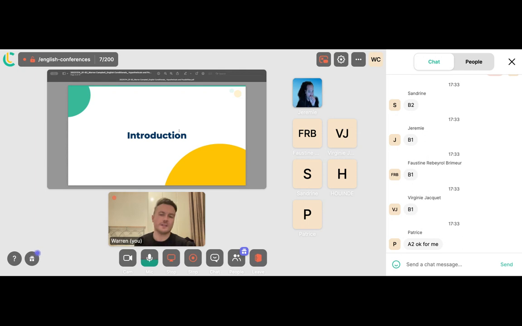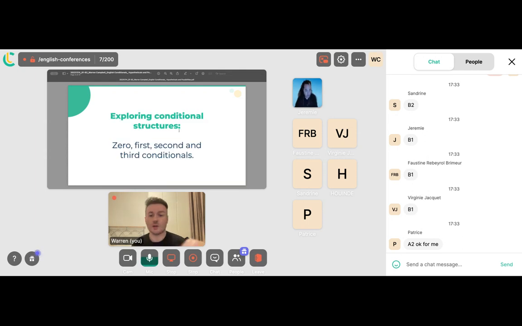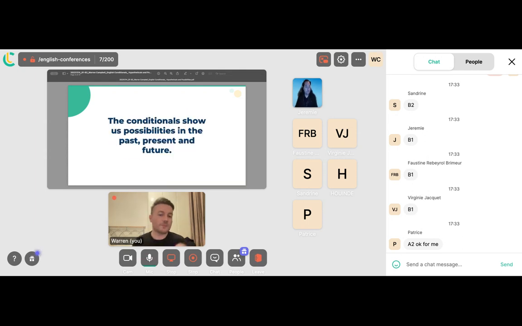Now, why do we use conditionals? Basically, conditionals show us possibilities in the past, present, and future. They're used to talk about hypothetical situations, whether they are very likely or impossible, just like in French as well. So we're going to explore that a little bit today.